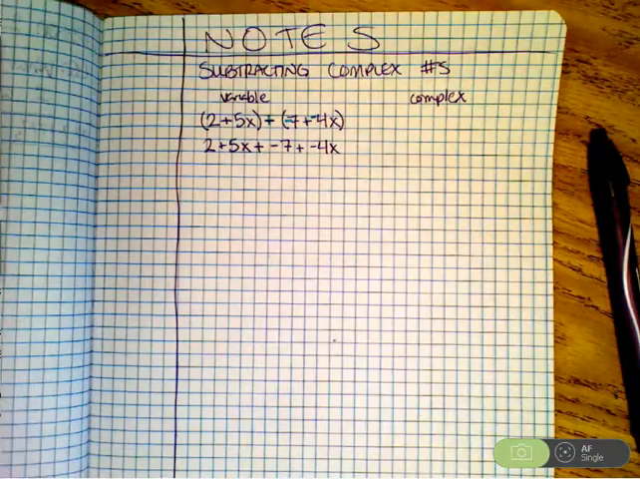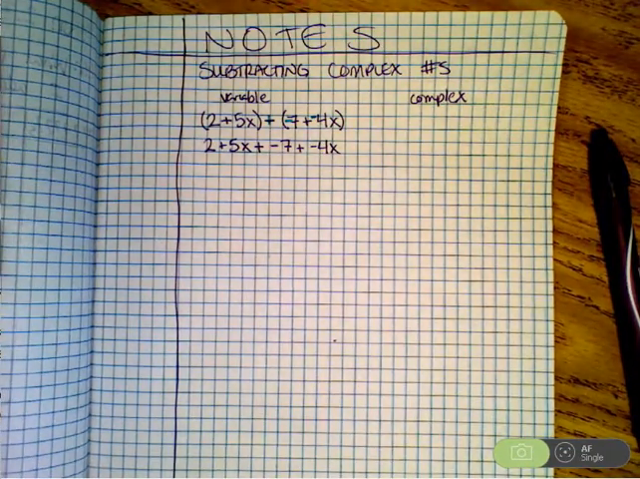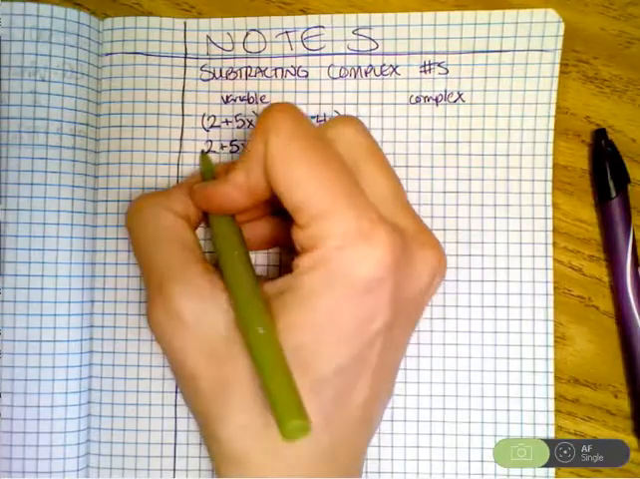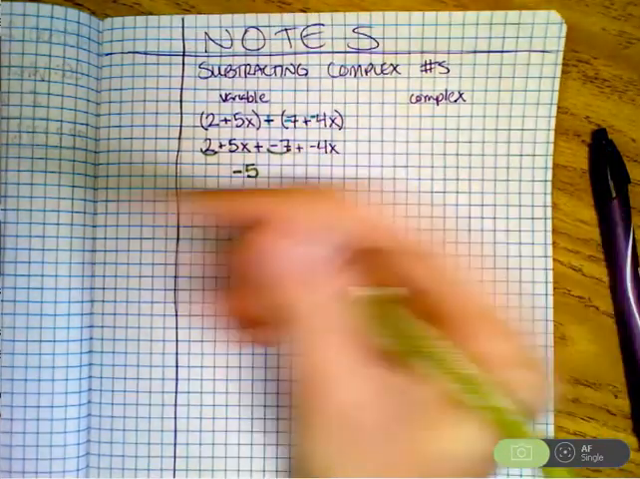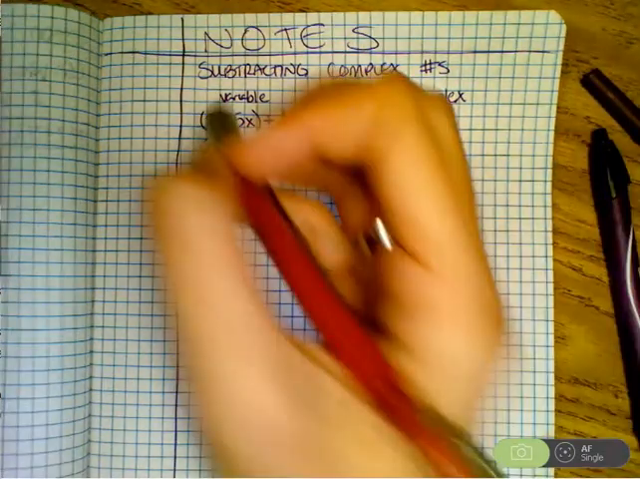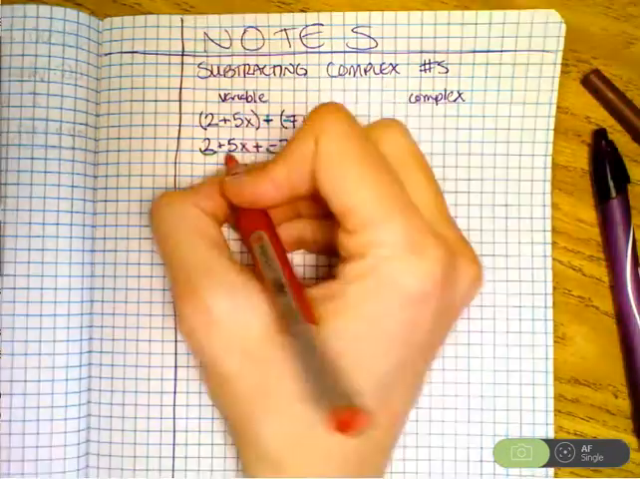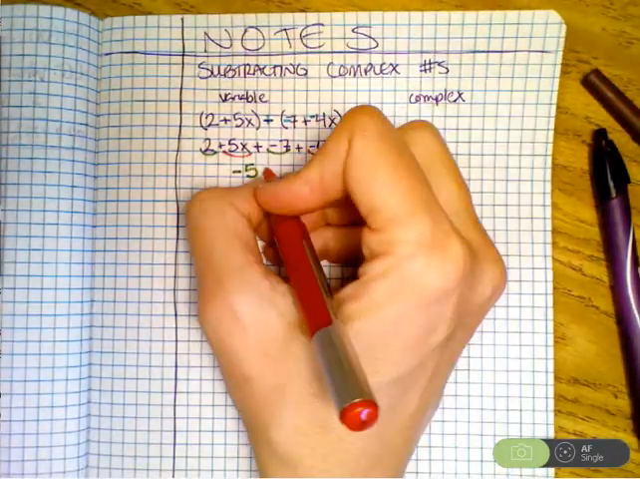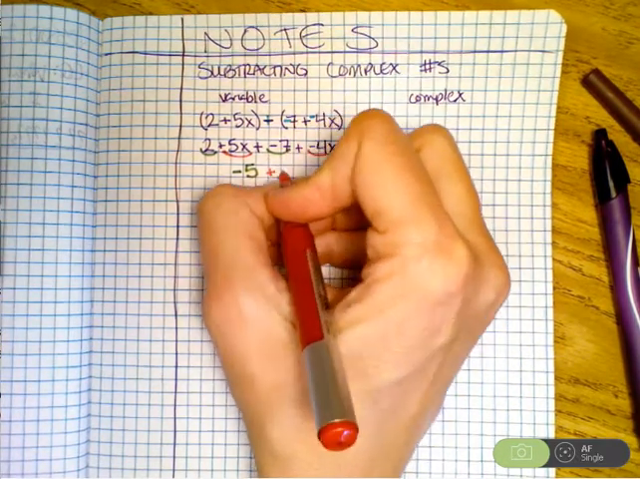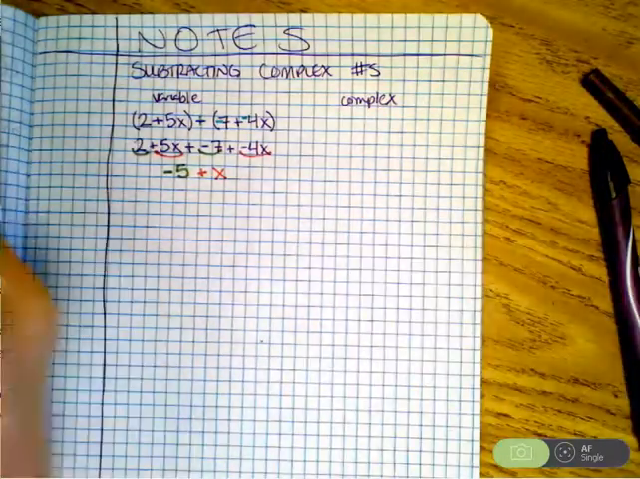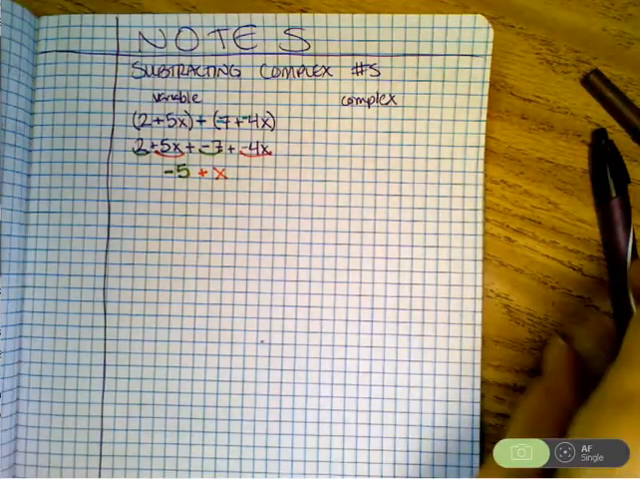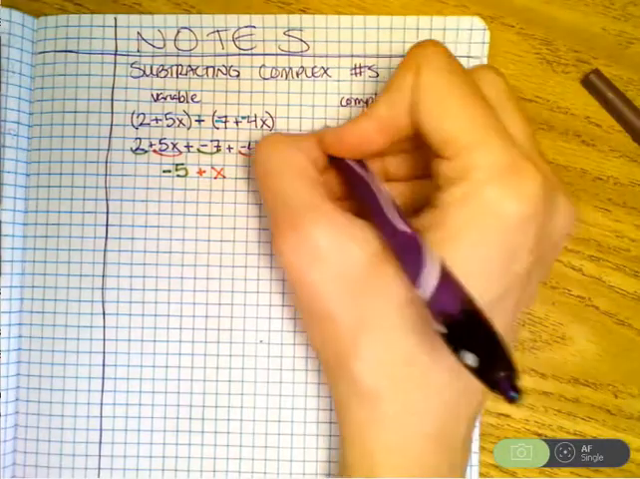So then again we go through and we look for like terms. So we have a 2 and a negative 7. 2 and negative 7 together give us negative 5. And then our other like terms are the 5x and the negative 4x, and 5 minus 4 is 1x, or just x.